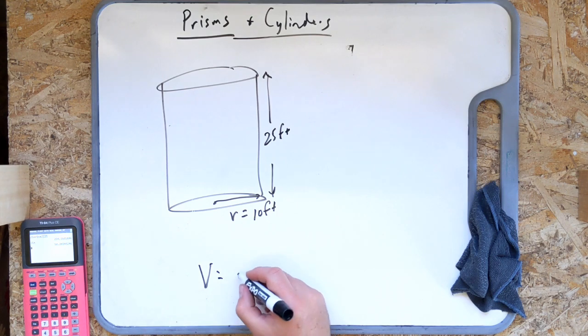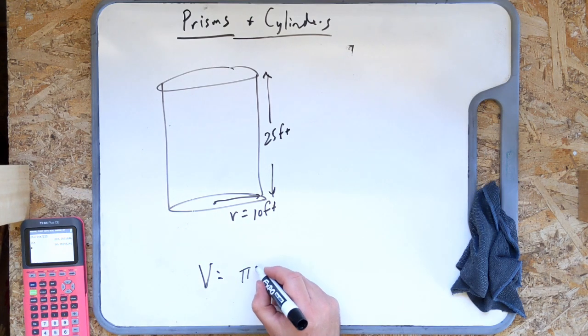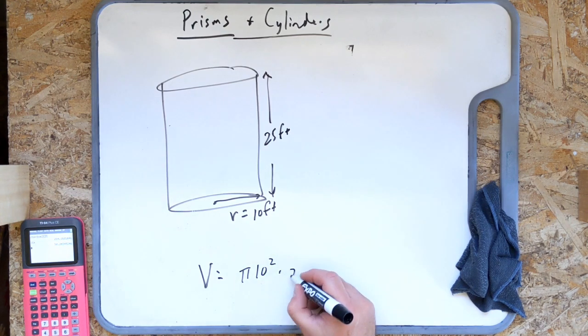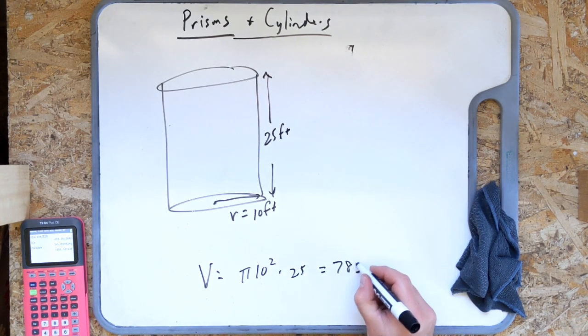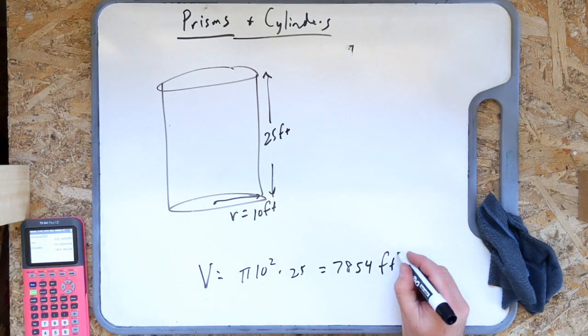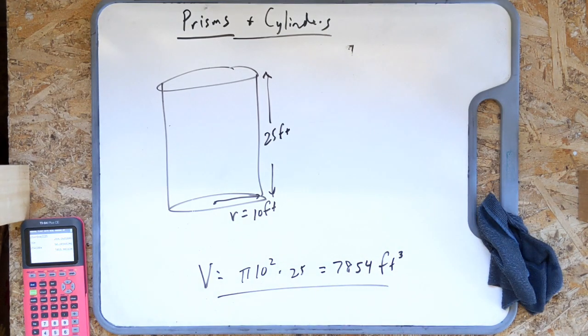All right, if you're back, it should just be the area of the base, which is pi r squared, times the height, which is 25. So that's 25 times 100 times pi, or 7,854 cubic feet. There you go, hopefully you got that.